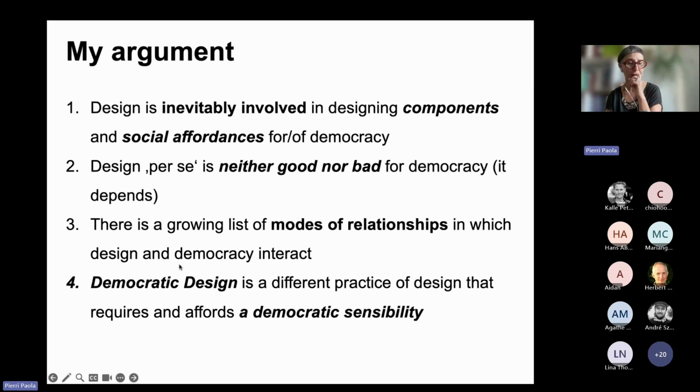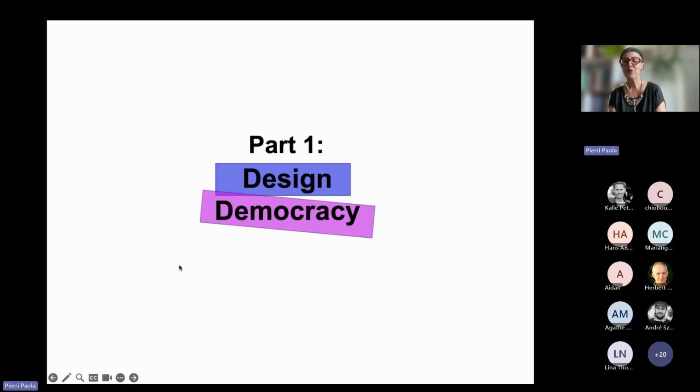And the fourth point is what I want to articulate in the seminar today: this proposal for democratic design to be a different practice of design that has a broadened object and actors, and that requires and affords a democratic sensibility. So this is the overall argument that I will try to build today.